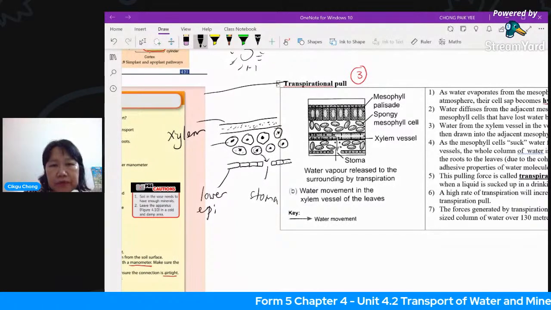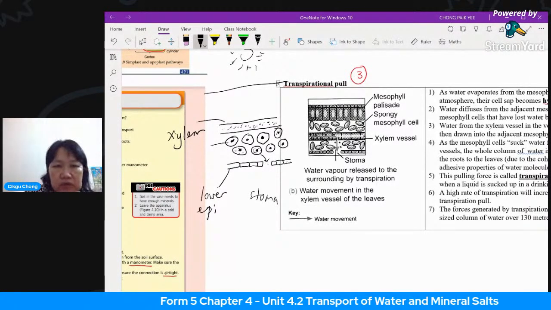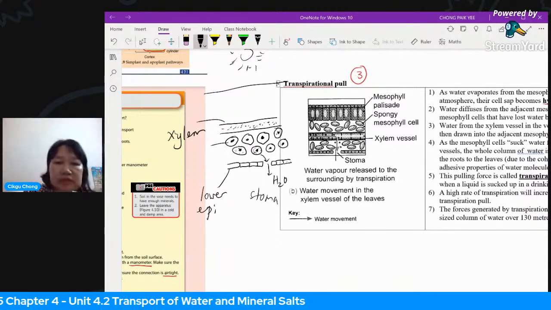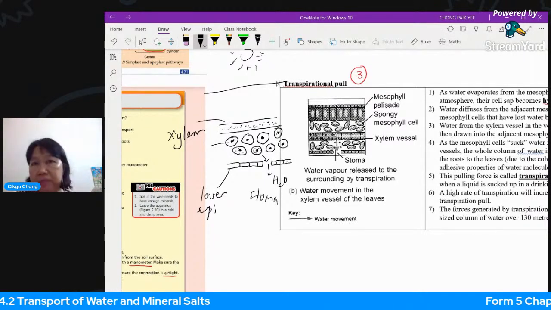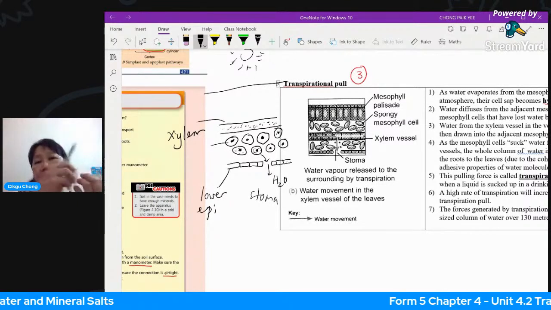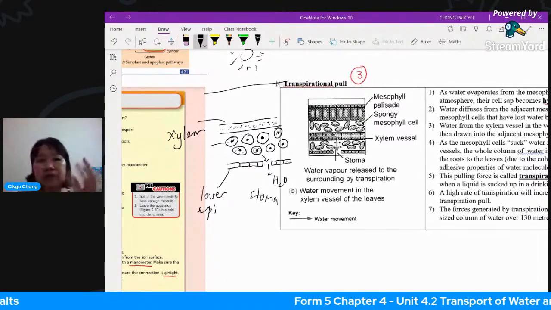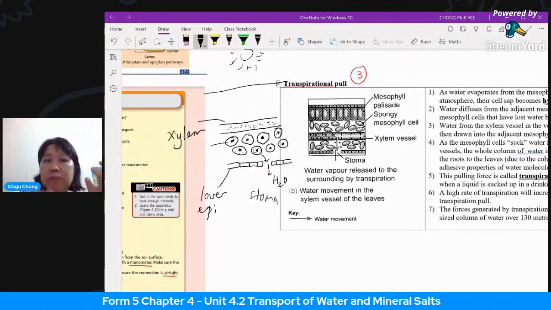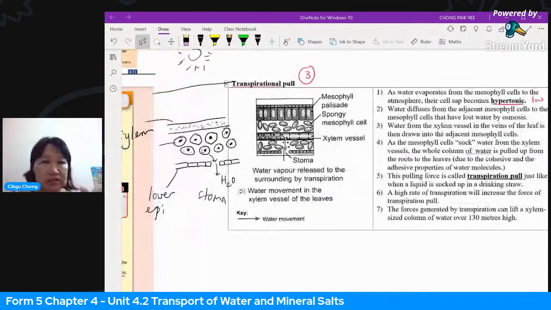Okay, so I rub away this line here. The water will be evaporated in the form of water vapor, H2O moves up. That means this cell now is going to be hypertonic because water has evaporated. So it's going to have less water, compared to the adjacent cell, the neighboring cell.